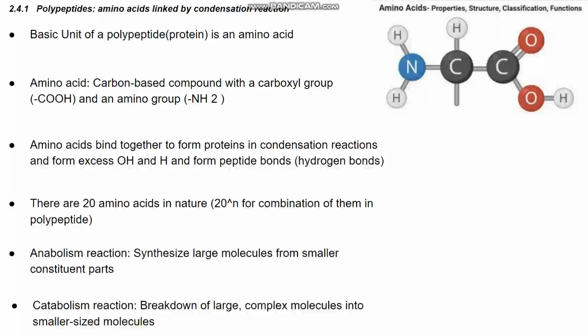Anabolism reaction: synthesize large molecules from smaller constituent parts. Catabolism reaction: it's a breakdown of large complex molecules into smaller sized molecules.